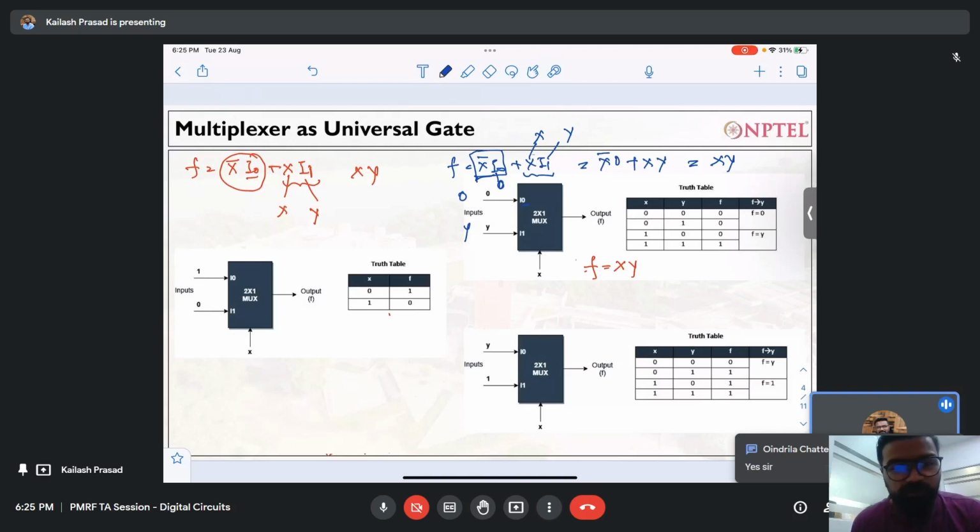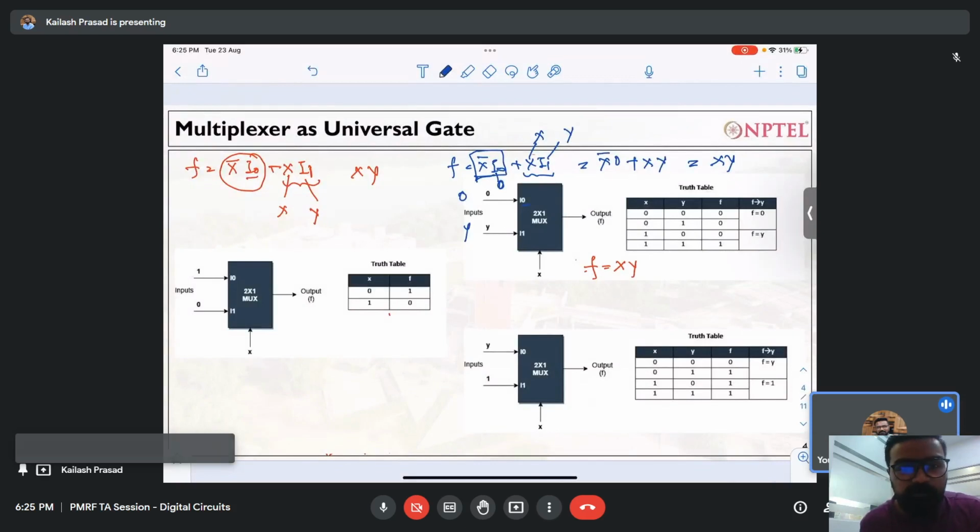So now moving to the OR gate. Because you have a lot of questions in the assignments, and you will get this kind of questions in your interviews and exams, on how to design multiple logics using a 2:1 multiplexer or 4:1 multiplexer, you should remember this thing.